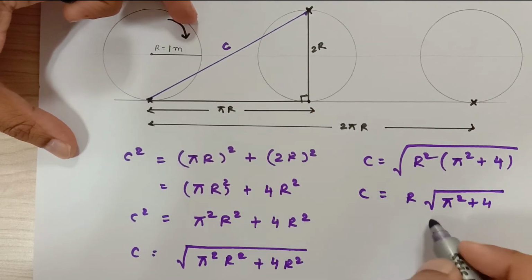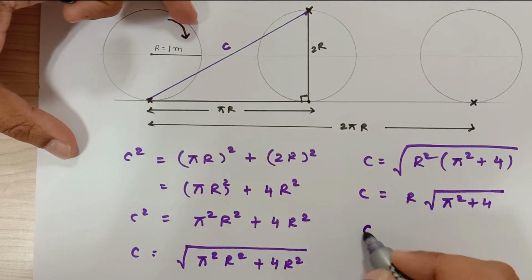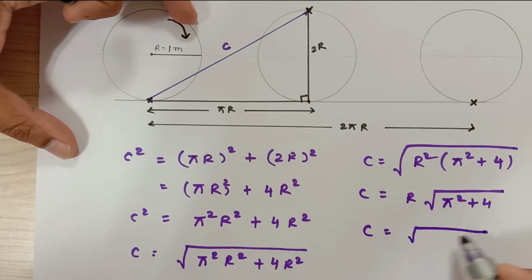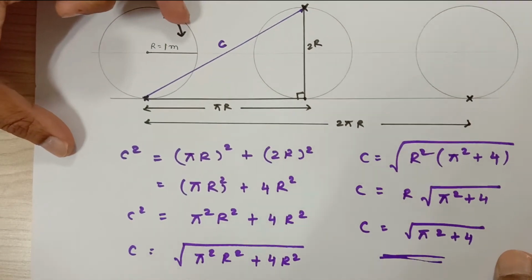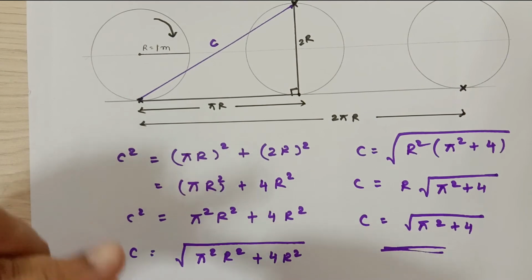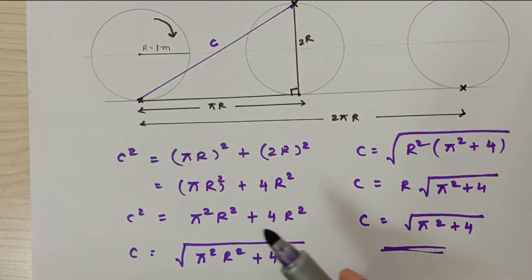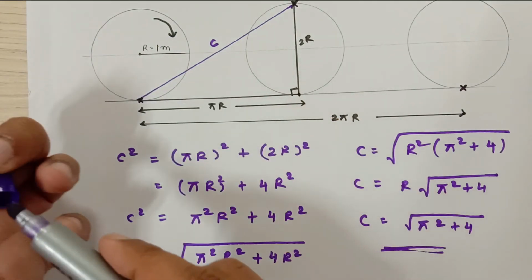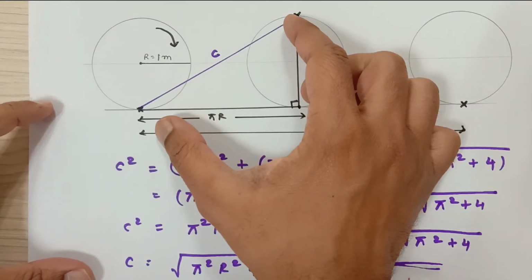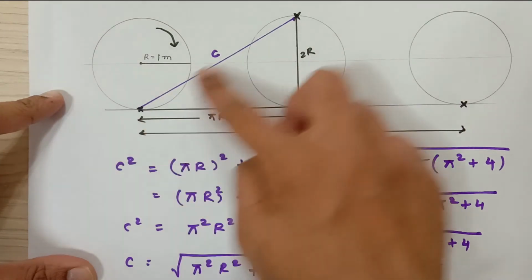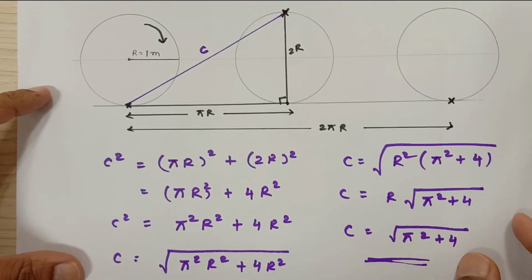And if you are given the value of radius, that is r is 1, your final answer is under root pi square plus 4 only. So this is our final answer, guys. We need not solve it any further. So hopefully you have understood where we use the Pythagoras theorem. It is when, out of 3 sides of a right angle triangle, if you know 2, then you will be able to find the third side.